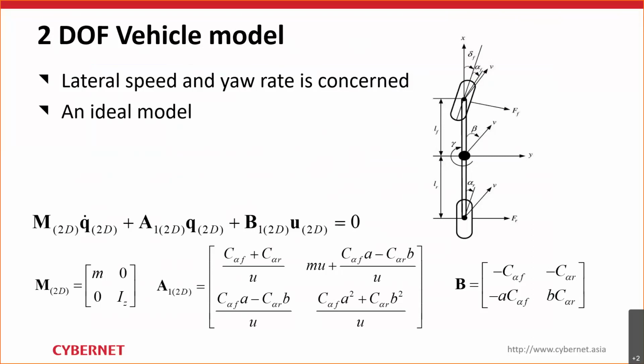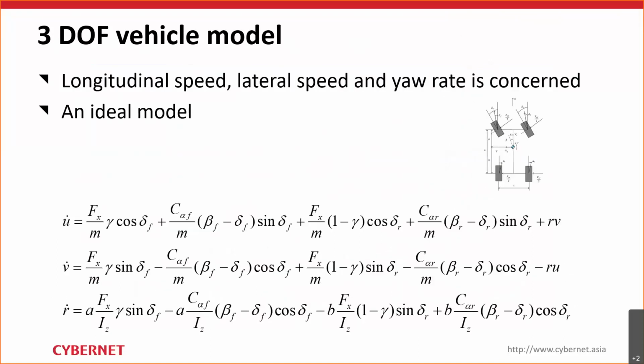Let's take a look at the 3 DOF model. This is the 3 DOF vehicle model. It's better because we have longitudinal speed. We can have some powertrain control on it. However, it is still ideal. We don't have suspension details in this model. Although it becomes nonlinear, it is not the model we want in the end.